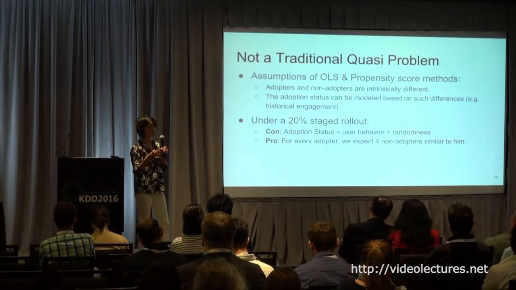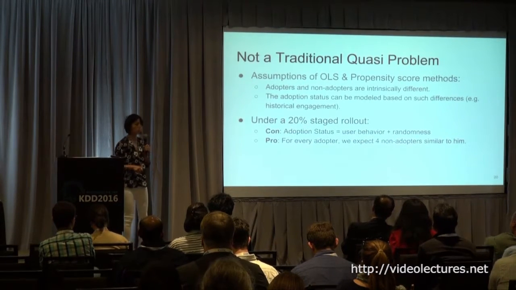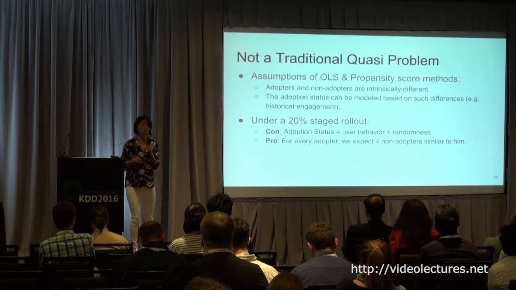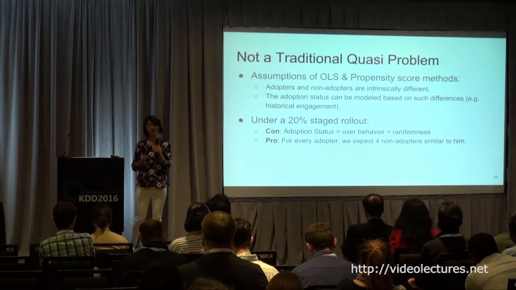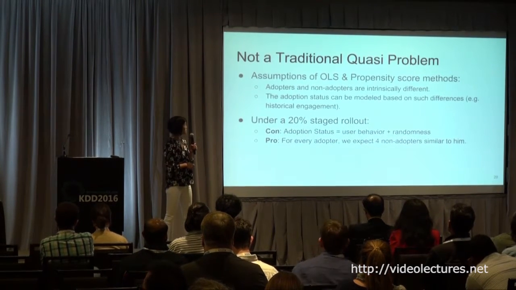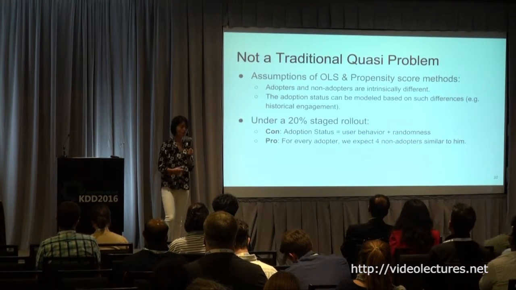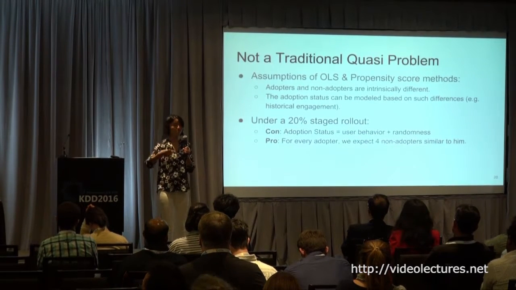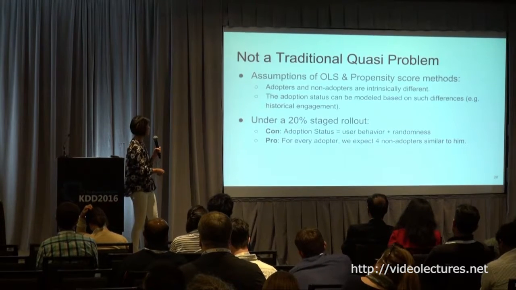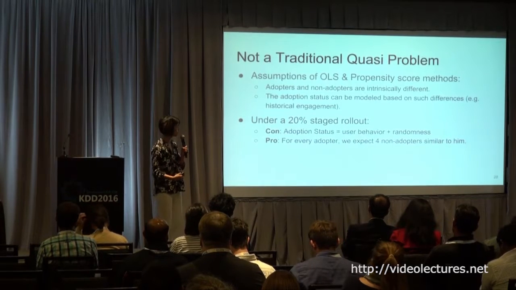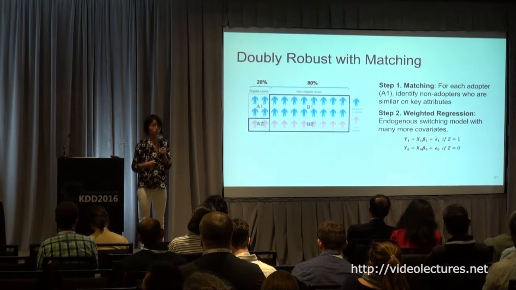Because of this combination of adoption bias and staged rollout, it actually makes this not a very traditional quasi-experimental problem. Why is that? If you recall, the ordinary least squares models and the propensity score methods that I just mentioned assume that adopters and non-adopters are different, and then you can build a model to tease out that difference. But in the staged rollout case, it's very interesting, because the adoption status becomes both user intrinsic behavior differences plus some randomness. So how can you use the same model to predict with 20, 80% randomness in it? However, if you look at the bright side, for every adopter we now expect 4 non-adopters who are very similar. That realization helped us build a different model that does really, really well.